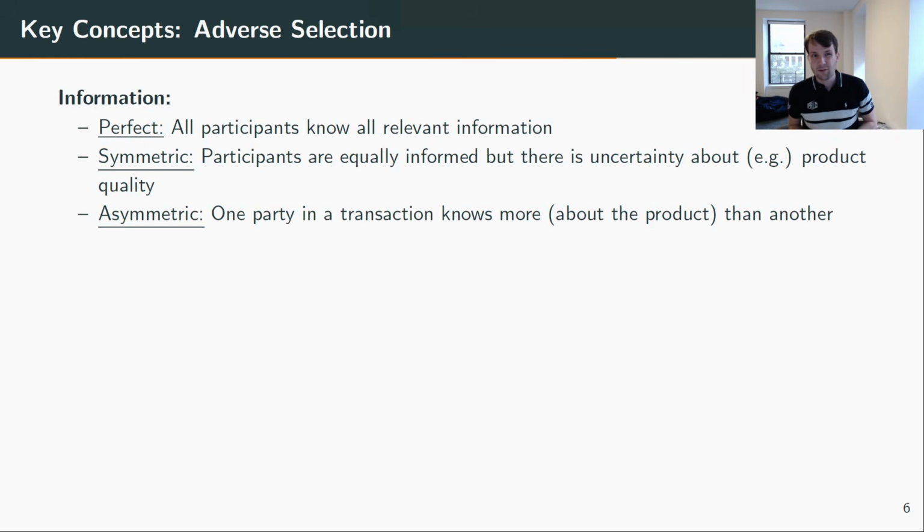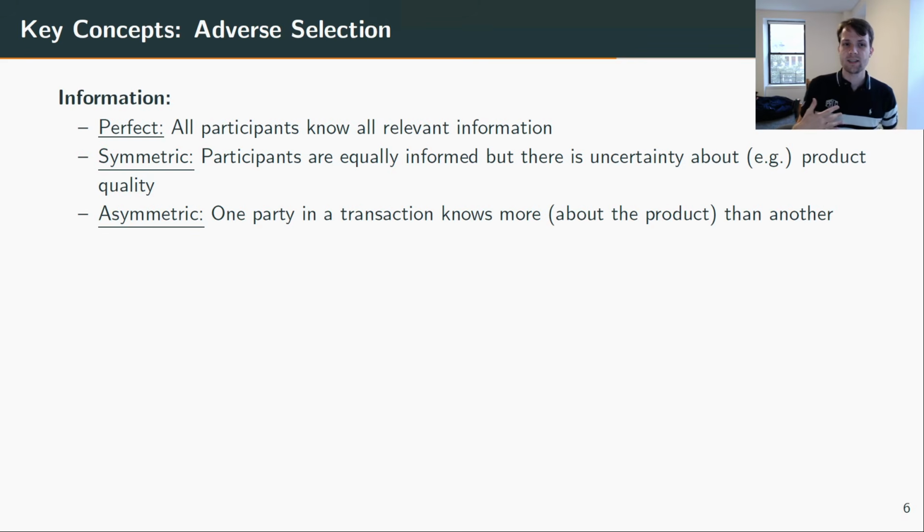Talking about information, in this context, there are basically 3 different types of information or definitions of information that might be relevant. We've so far dealt with what's called perfect information. Basically, all participants know all relevant information. So this is a very, very strong notion. Basically, everyone knows everything about the product and the price and how everything happens and comes along. This is sort of the best case benchmark, right?